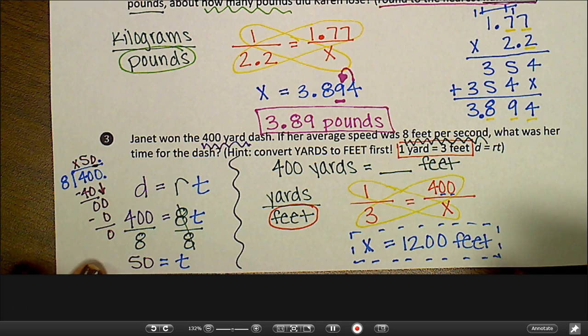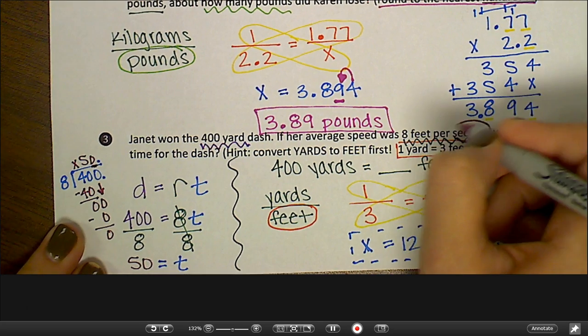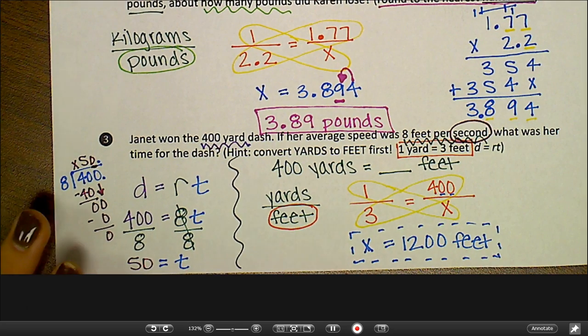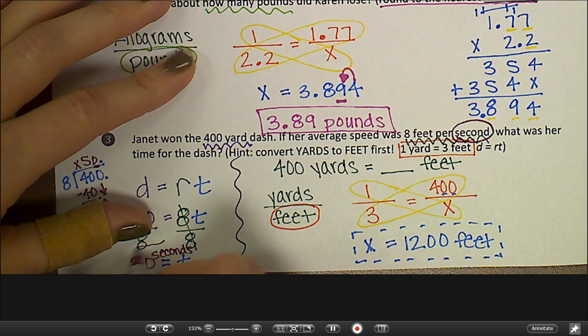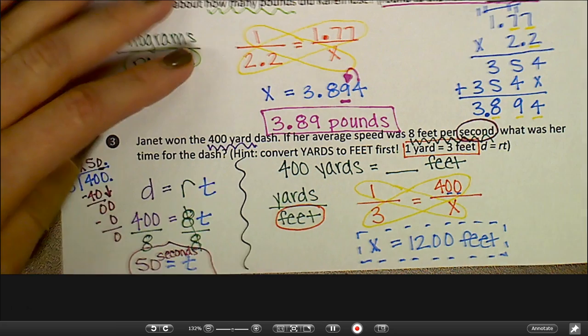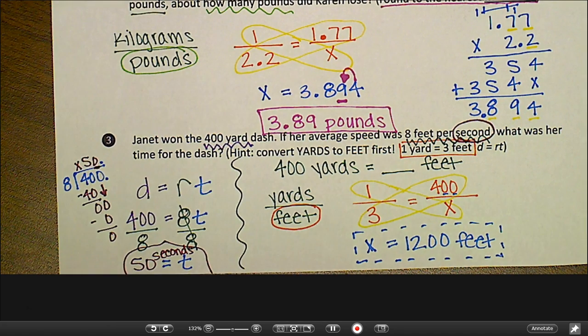50 what? Well, seconds, because it was 8 feet per second. So 50 seconds is our time. Again, if you're having trouble with this one, maybe you're having trouble with the conversions or just plugging it into the distance formula, put a star next to this problem, write down what it is that you're struggling with, and when you're finished with the review, you can ask your teacher about it.